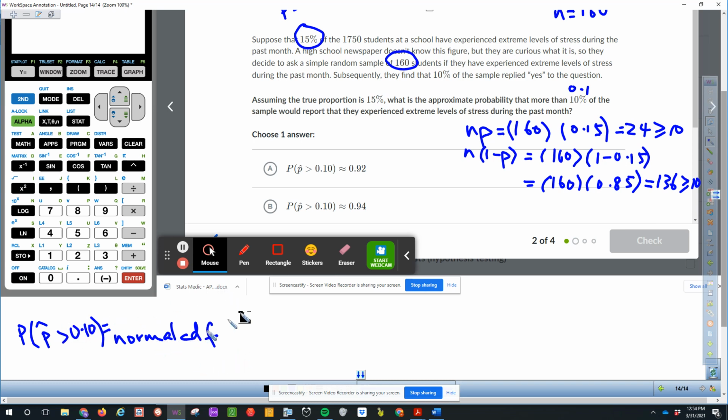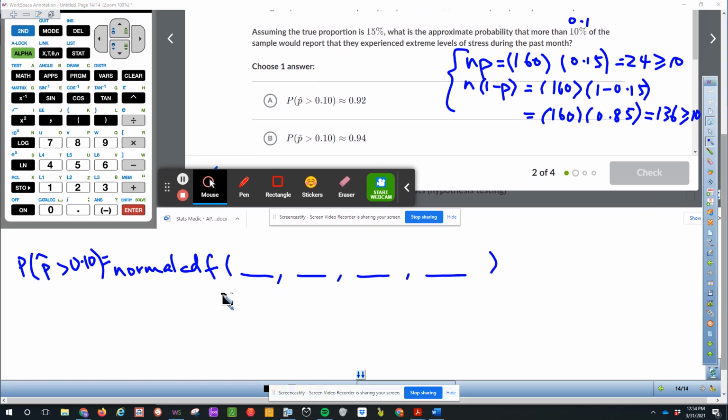And you've got to use normal CDF because we're dealing with a normal distribution. We just proved that the sampling distribution is approximately normal. So we're using normal CDF, and we need four things: the lower bound, the upper bound, the mean, and the standard deviation.